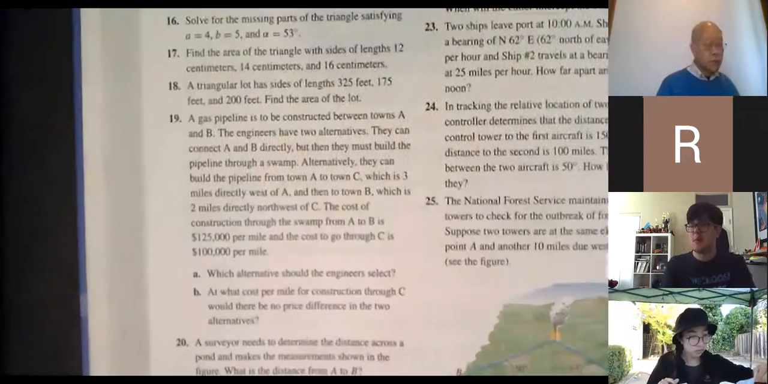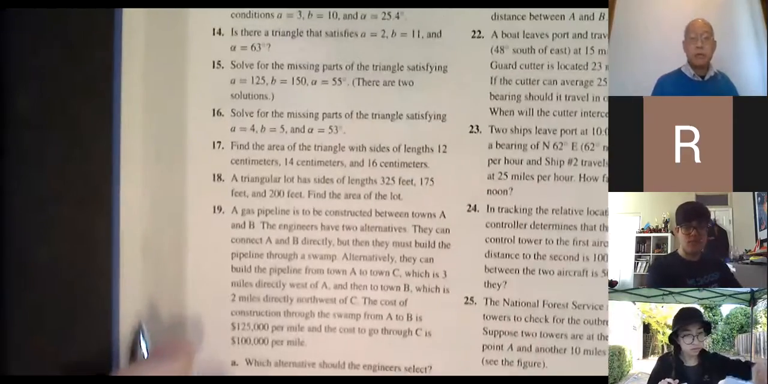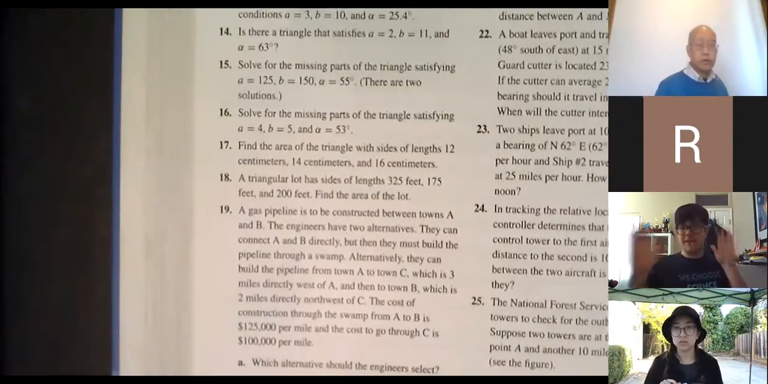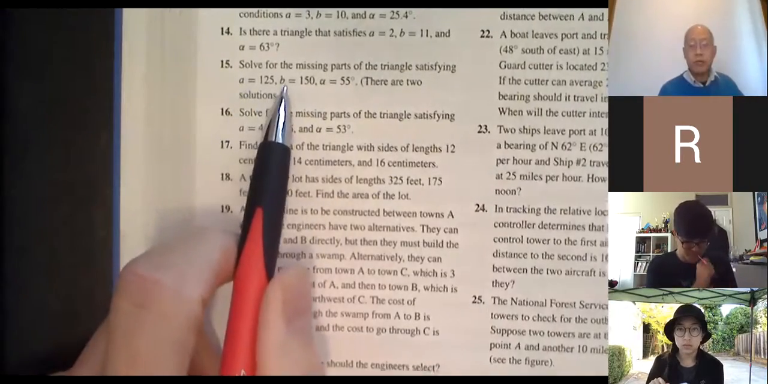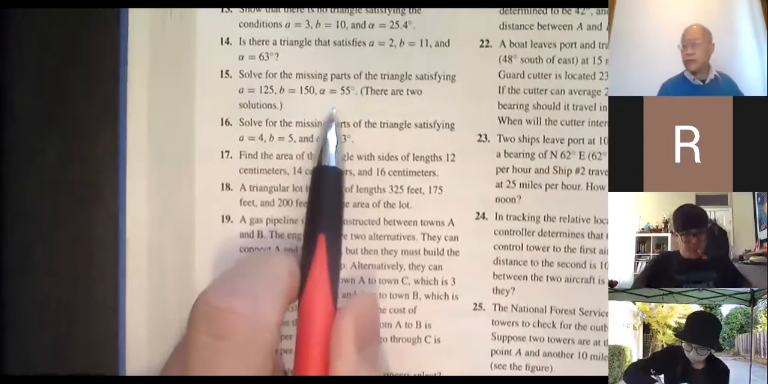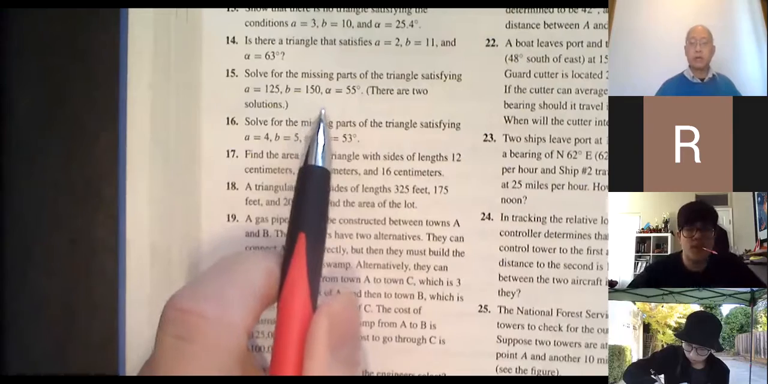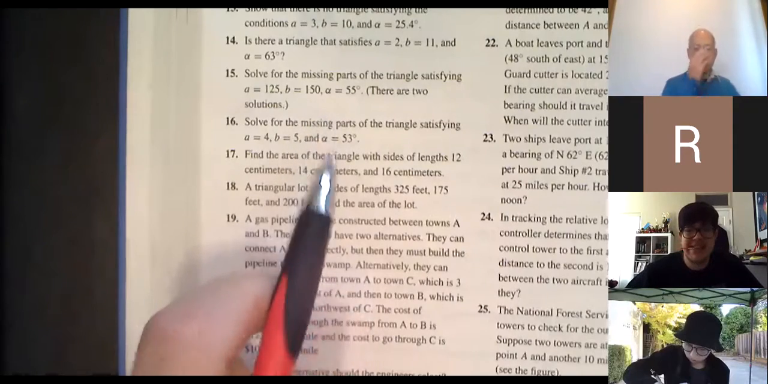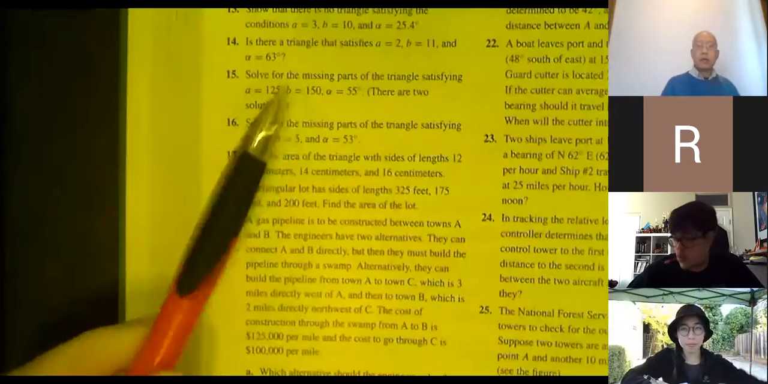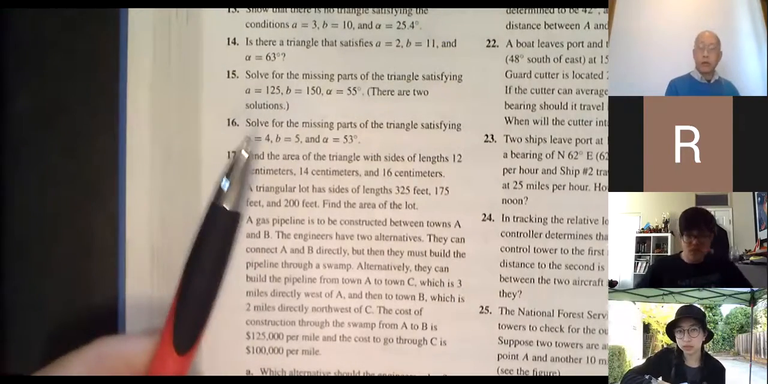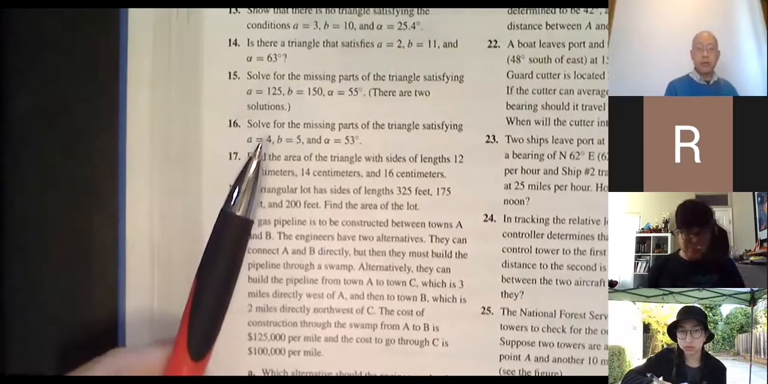All right, so now let me tackle problem 15, where it says there are 2 solutions. Solve for the missing parts of the triangle satisfying A is 125, B is 150, alpha is 55. There are 2 solutions. So why would there be 2 solutions? And that didn't happen to any of the other ones. Okay, so first, can I use law of sines for this one? Now, we prefer law of sines. It's usually a little bit easier.